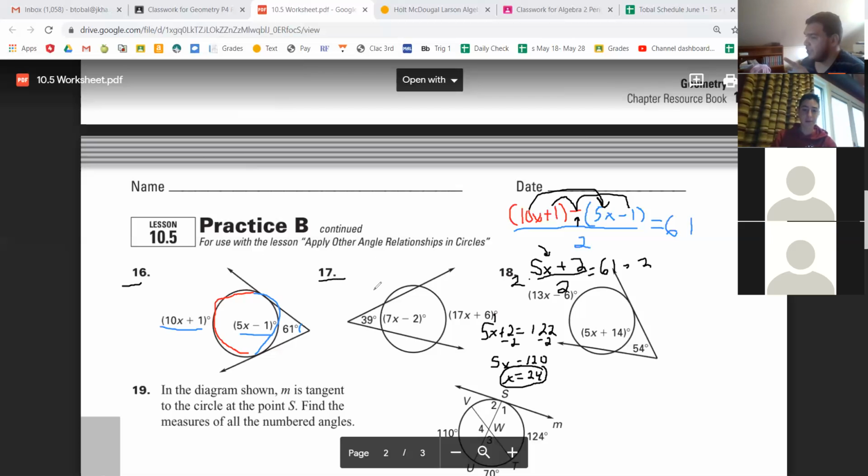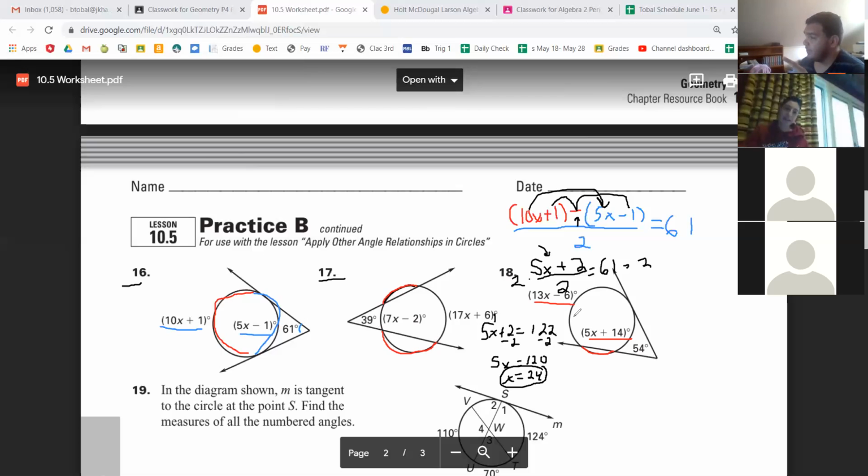Number 17, here's an issue though. There's this extra that's popping off the circle. So we don't know how much that represents. So for number 16, you will be 100% correct because there's only 2 arcs there. But number 17 and number 18, you got these hanger-ons. So that means these 2 parts do not actually add up to 360.